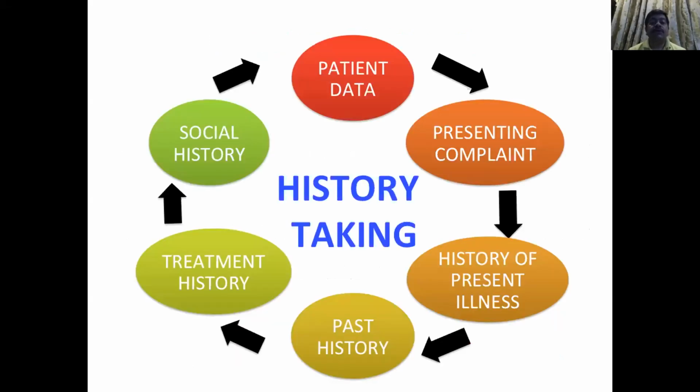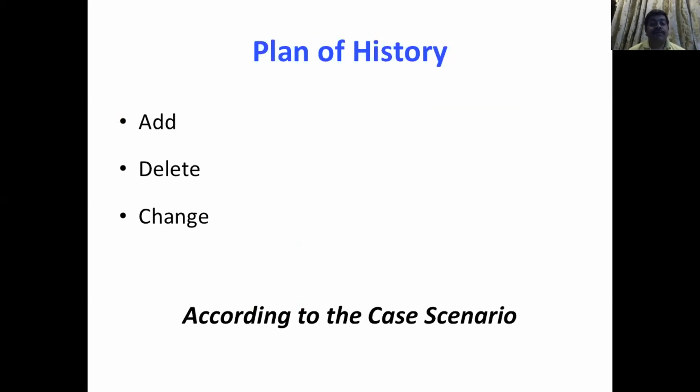So summarizing at the end, you need to take the patient data, you need to have the presenting complaint very clear with the duration, the history of illness on the onset, duration, and the progression, past history, treatment history, and the social history. So this is a broad plan which I have shared. You might have to add, delete, or change the plan depending upon what case scenario you're dealing with. There would be many other parts which need to be part of your history, which will actually build up during this 2-hour symposium when we're talking about specific case scenarios in the subsequent lectures.